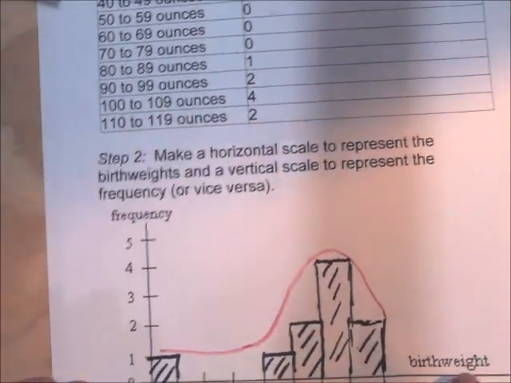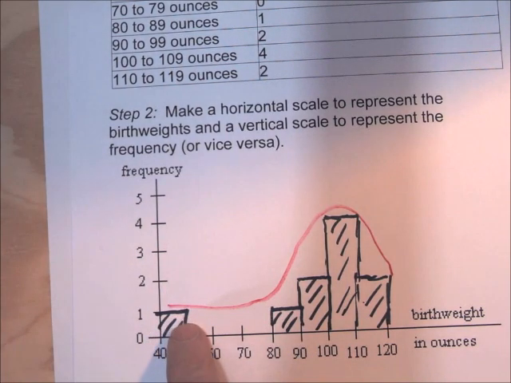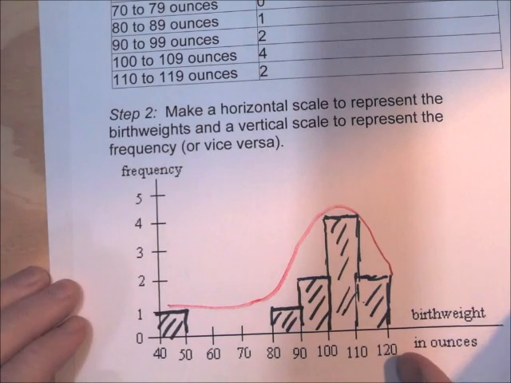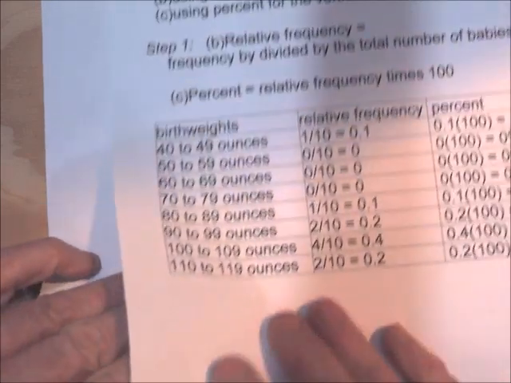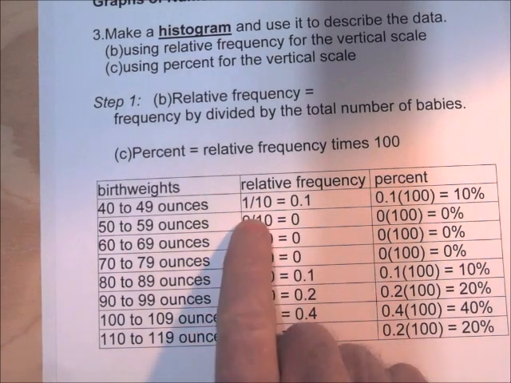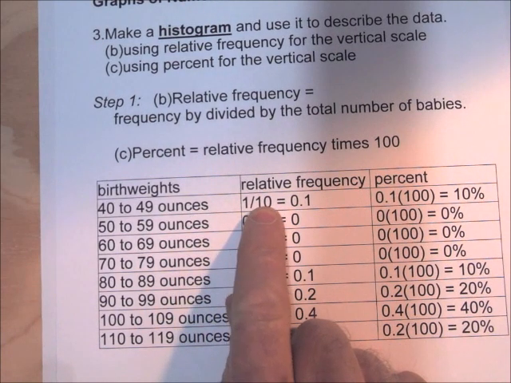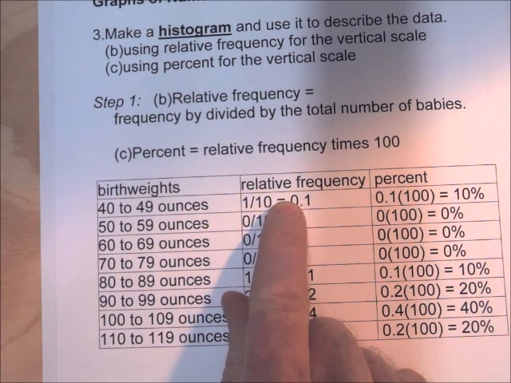Okay, so we were using frequency in our histogram. We were using the frequency as our vertical scale, and we could also use relative frequency. So if we did a histogram using relative frequency, you would divide the frequency by the total number of babies. From 40 to 49 ounces, our frequency is 1. We had one baby. The relative frequency was 1 divided by 10 because that was 1 out of 10 babies.